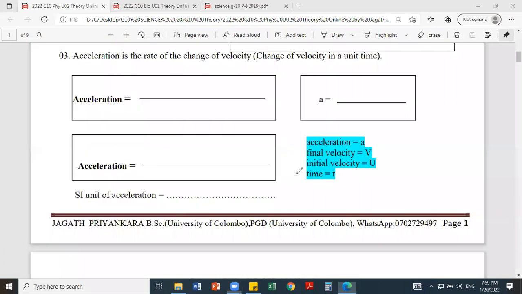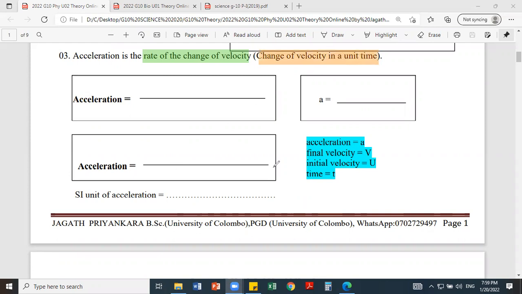Let's move back to the theory again. So what is acceleration? Acceleration means, please highlight this, rate of the change of velocity. What is the definition? Acceleration is the rate of the change of velocity. That is also called change of velocity. Both of these are accepted in the exam. If they ask what is known as acceleration, you can write any of this: rate of the change of velocity or change in velocity in a unit time.